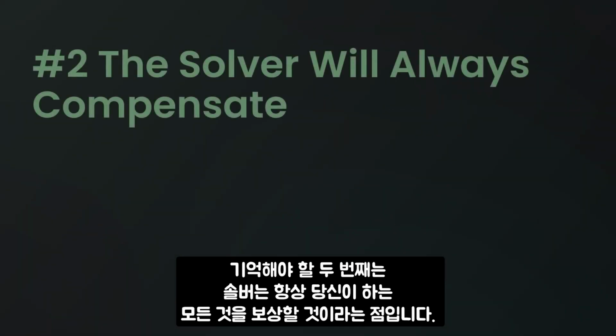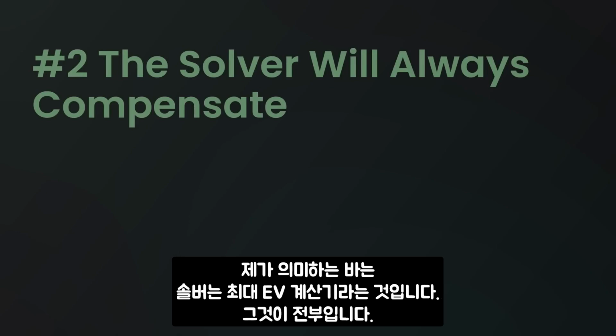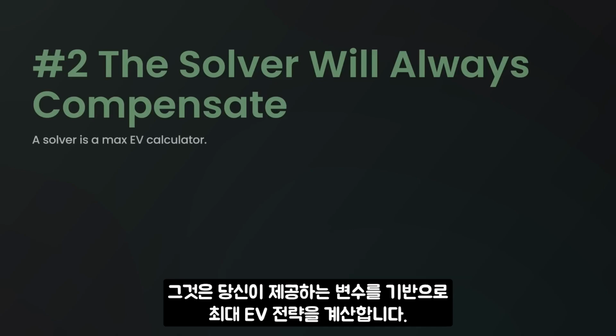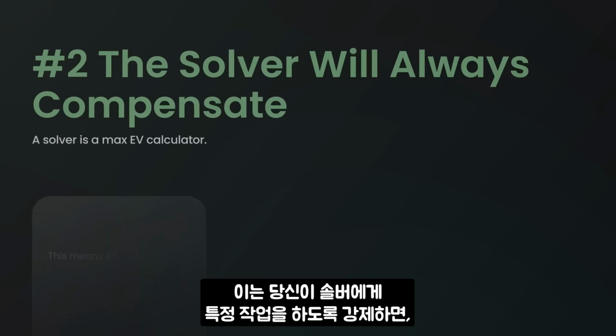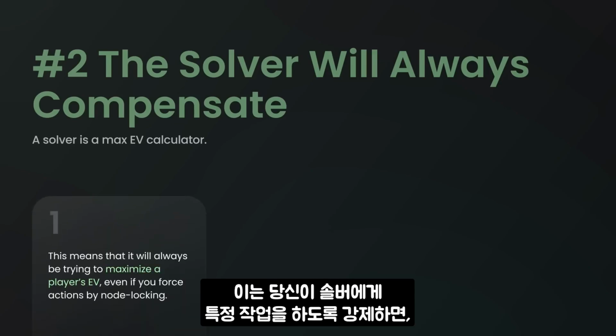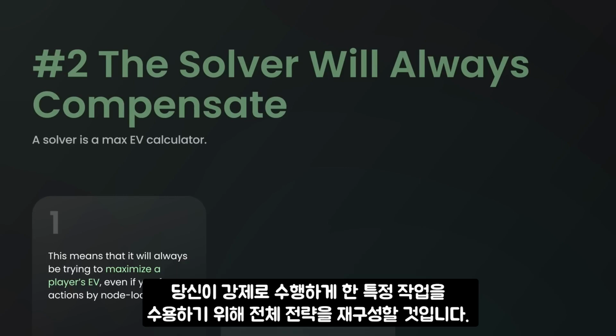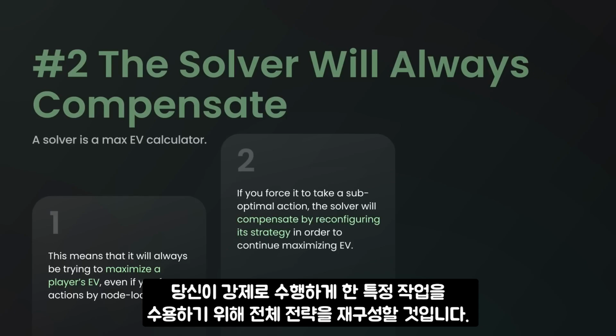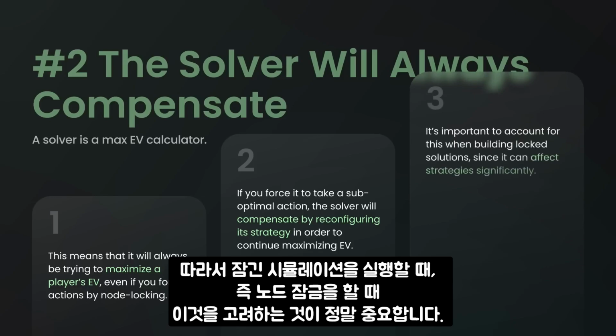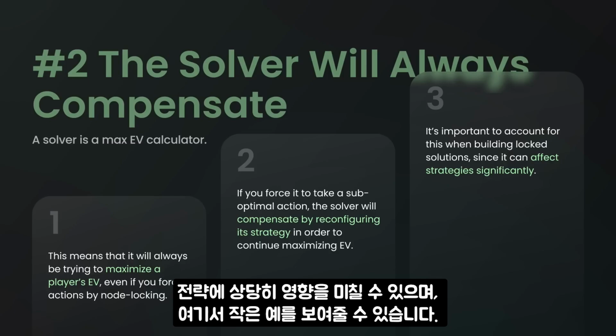The second thing to keep in mind is that the solver is always going to compensate for whatever you do. So what I mean by this is that a solver is a max EV calculator. That's all it is. It's calculating the maximum EV strategy based on the variables that you give it. So this means that if you're going to lock the solver into doing a specific thing, it's always going to try as hard as it can to compensate for that in whatever way that it needs to in order to maximize its EV. It's going to reconfigure its entire strategy to cater to the specific thing that you forced it to do. So it's really important that we account for this when we run locked sims, when we node lock, because it can affect the strategies quite significantly.